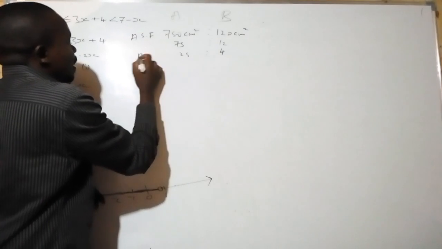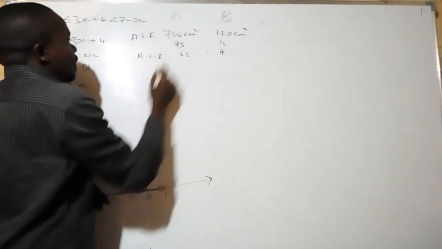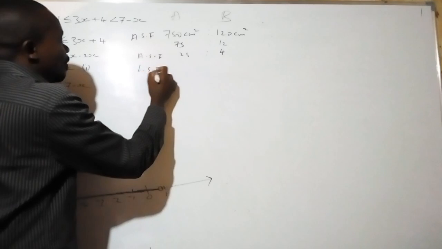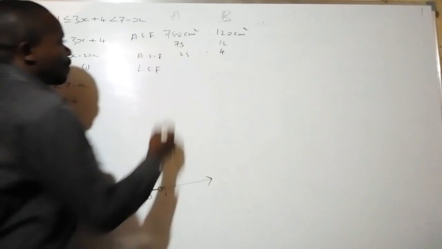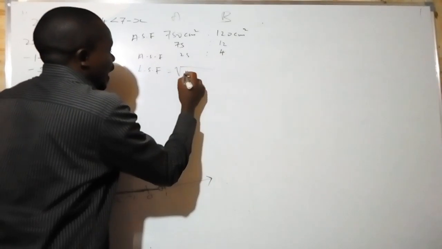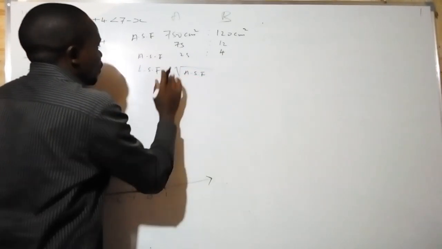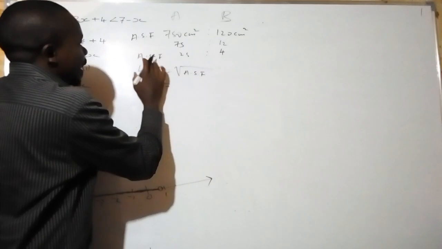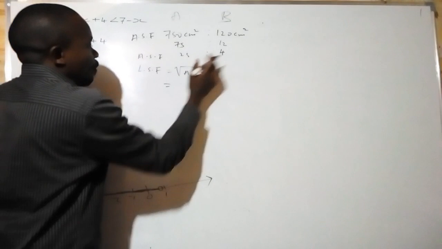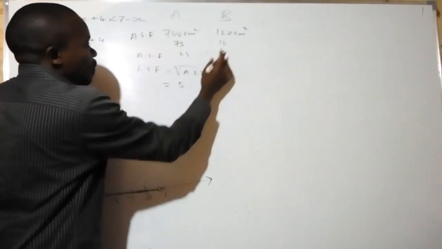First of all, you are going to get the linear scale factor. To get the linear scale factor, it is equal to the square root of the area scale factor. Because this is our area scale factor, we are going to get the square root of 25 and 4. Square root of 25 is 5. Square root of 4 is 2. This is our linear scale factor.